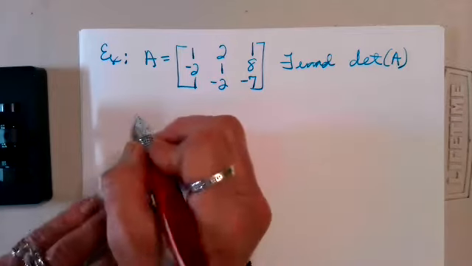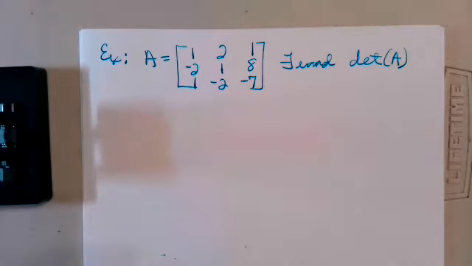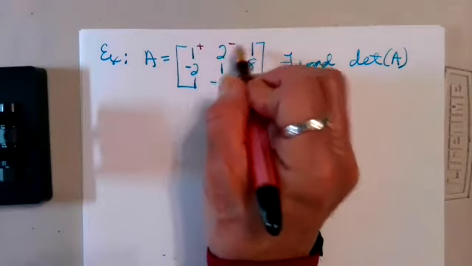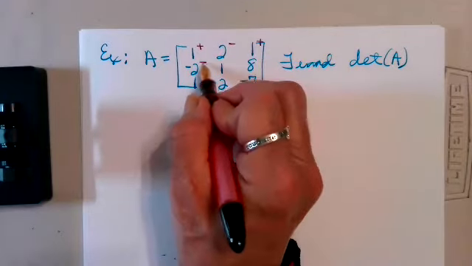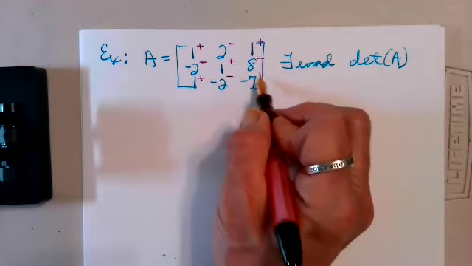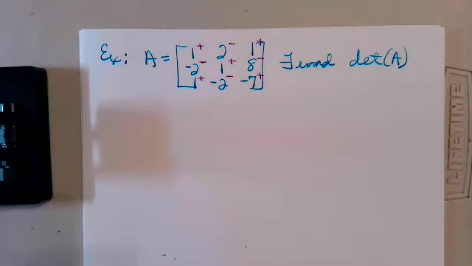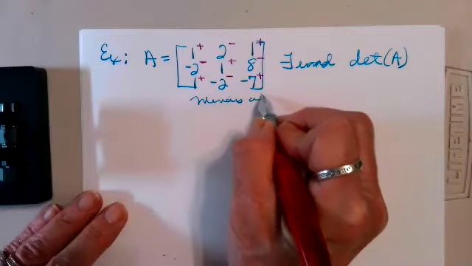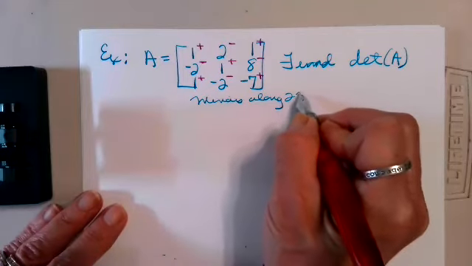So we start to expand along minors. Let me write my plus minus for you, and I'll pick a different way of doing it. I won't go down the first column this time, just for the fun of it. So plus minus plus, minus plus minus, plus minus plus. And just for the fun of it, I'm going to expand along the second row. Minors along the second row.